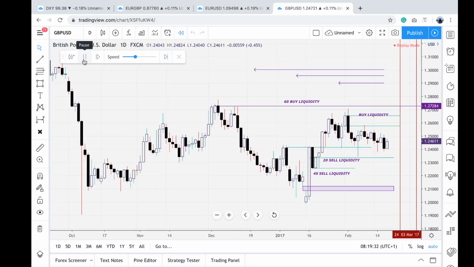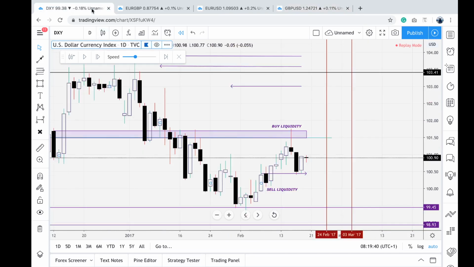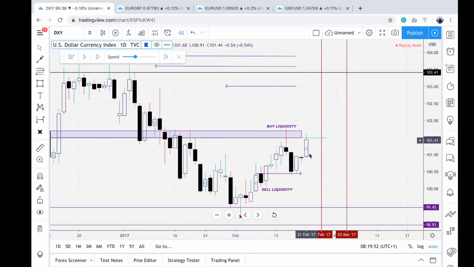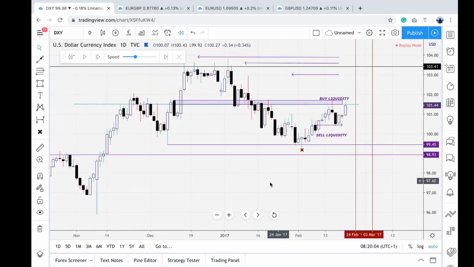British pound dollar, still we are in a very tight range, so no real price movement. DXY now. Let's see what DXY wants to do going into Tuesday, as Monday's price action was not really decisive enough. All right, so we've traded into buy liquidity once more. Seems like we want to keep going higher on DXY.